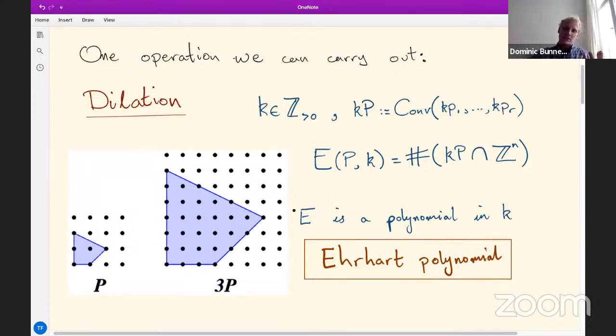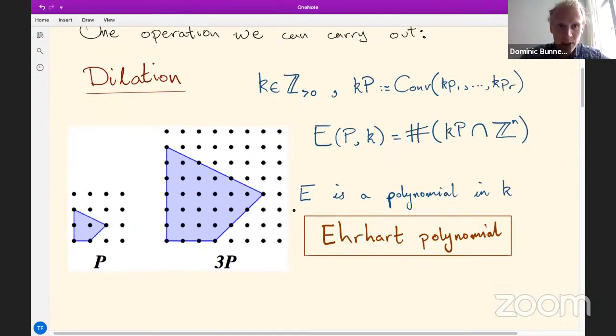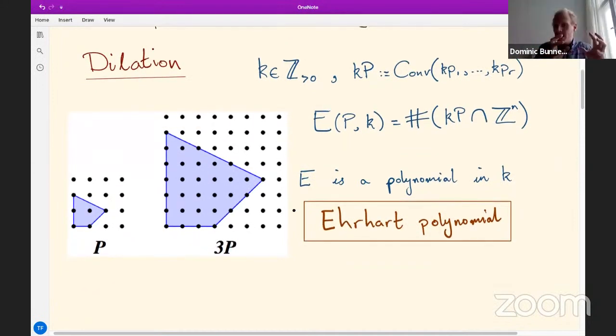So when you fix the polytope and you would like to know the number of lattice points in a kth dilation, then this is actually a function which you can write down. It's a polynomial of degree d, where d is the dimension of the polytope. And this polynomial is called the Ehrhart polynomial. This is a large area. People study these kinds of questions specifically, and we're going to be looking at a very special part.